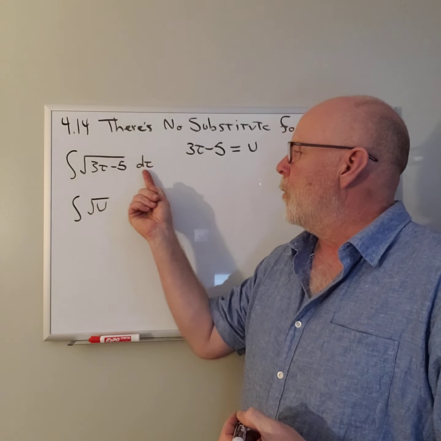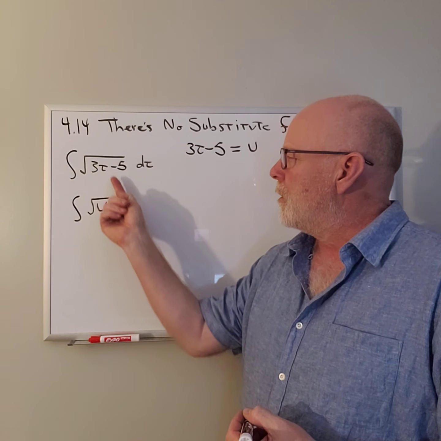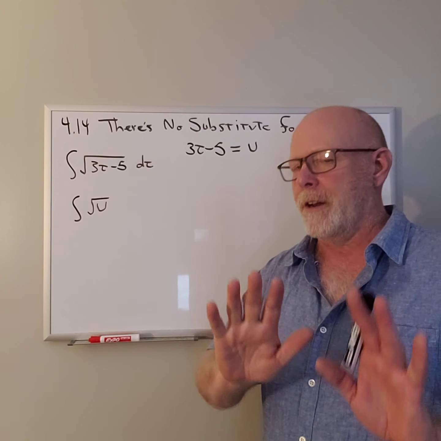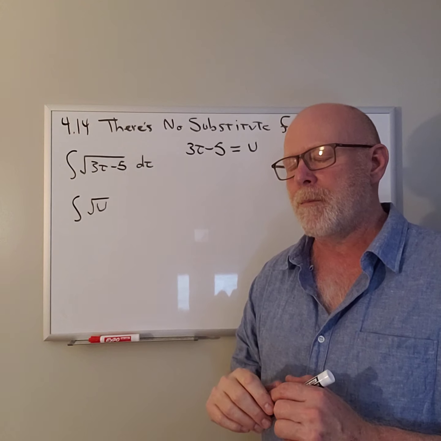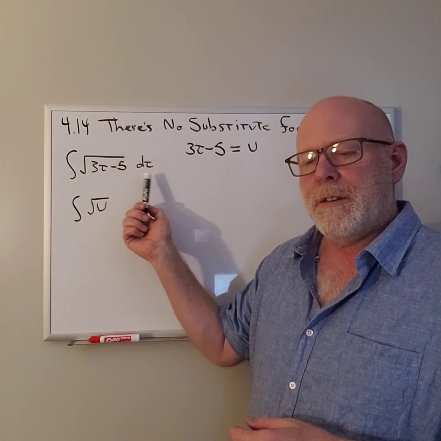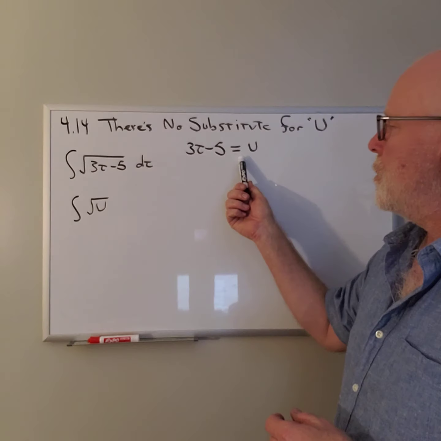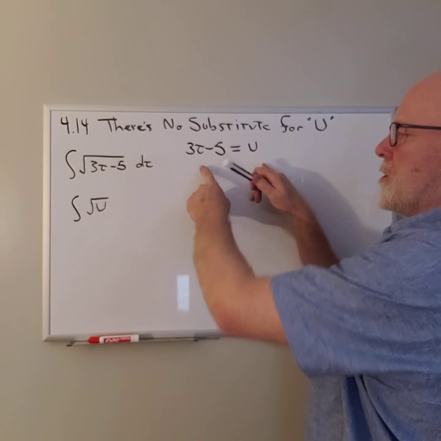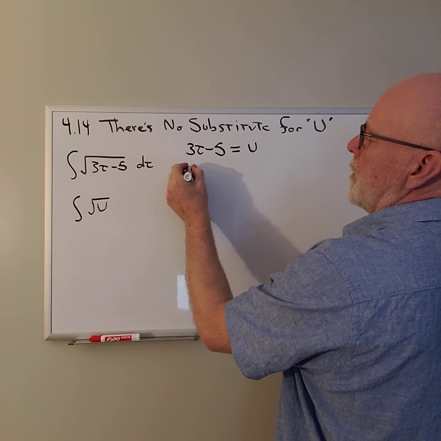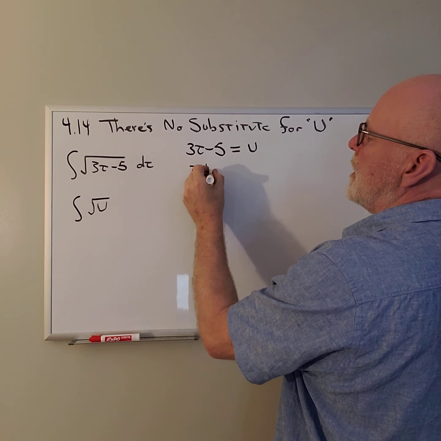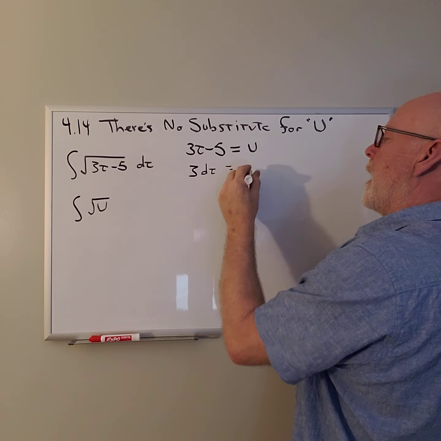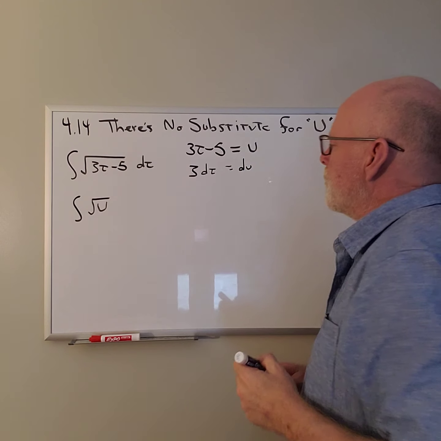But we can't do that dt, right? The variable in our expression needs to match with the variable in our d. It's not 100% true. You'll learn d can represent other stuff in the future. But we need a du here instead of a dt here. So what we're going to do is take the derivative of both sides here. The derivative of 3t is 3 dt. Derivative of a constant is nothing. And this is going to be du here.